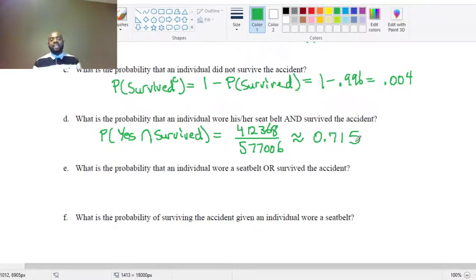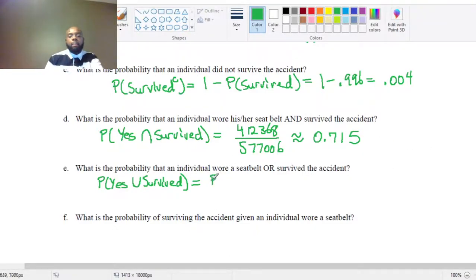I know I just said that was our last example, but of course we have two more. What's the probability that someone wore a seatbelt, that means yes, or, that means to do the union, they survived the accident? All right, here I'm going to use my probability rules. The probability of a union is the probability of the first event plus the probability of the second event minus the probability of the intersection of those two events.